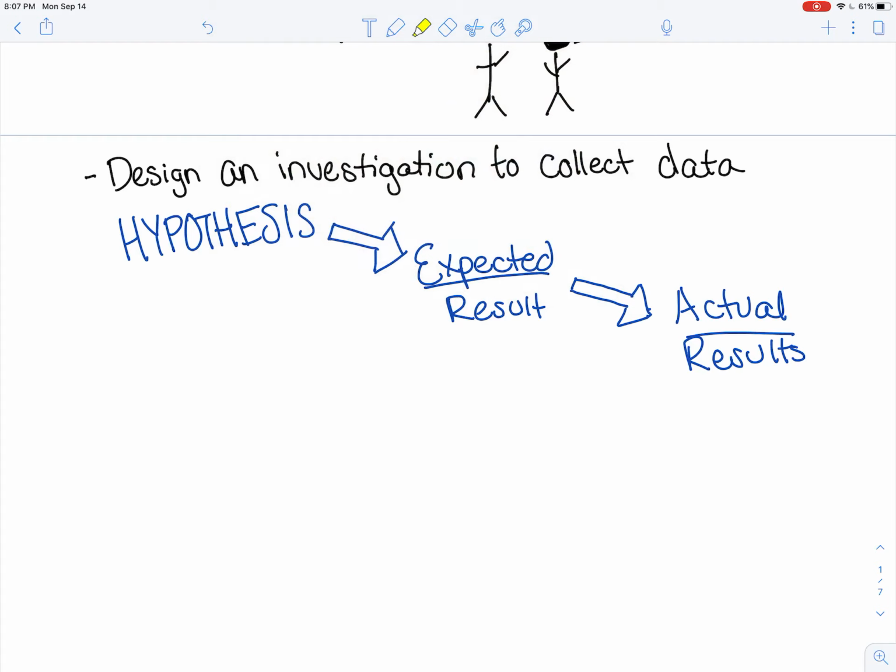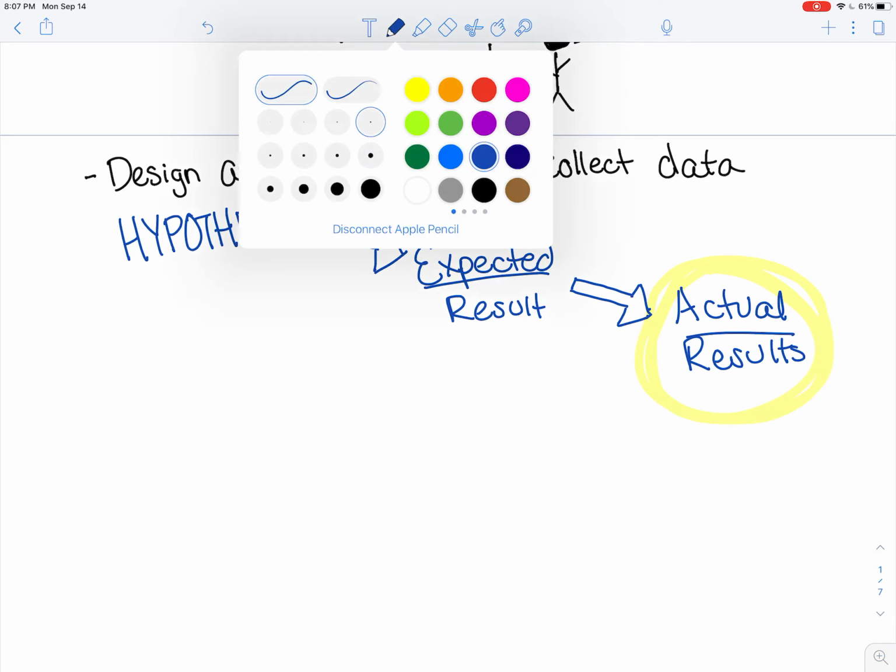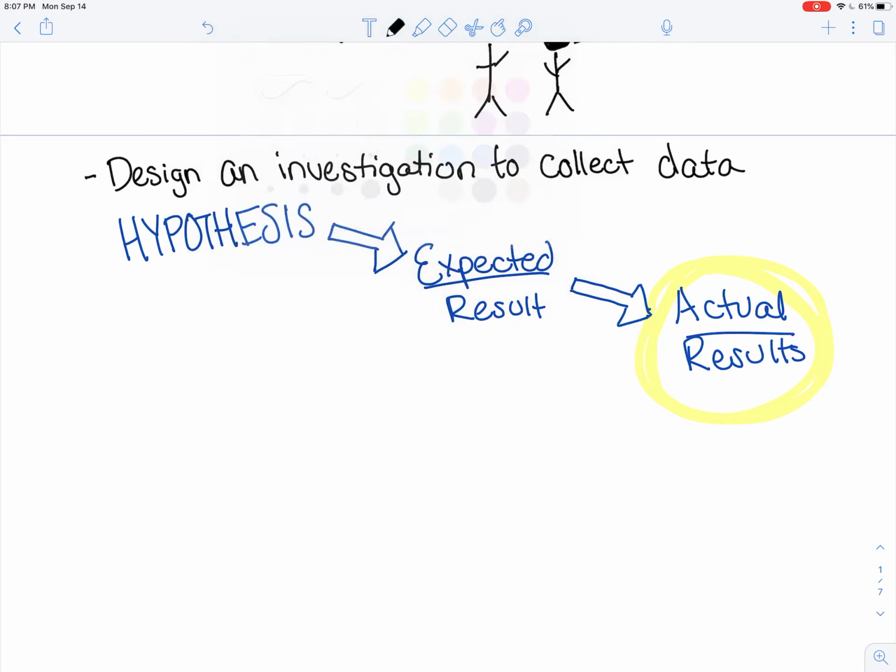Once we have gathered our data, so once we have gotten our actual results, the results that we observed, what we have to do with that, oh gosh, that was so bad. After we have our observations, nope, delete that.